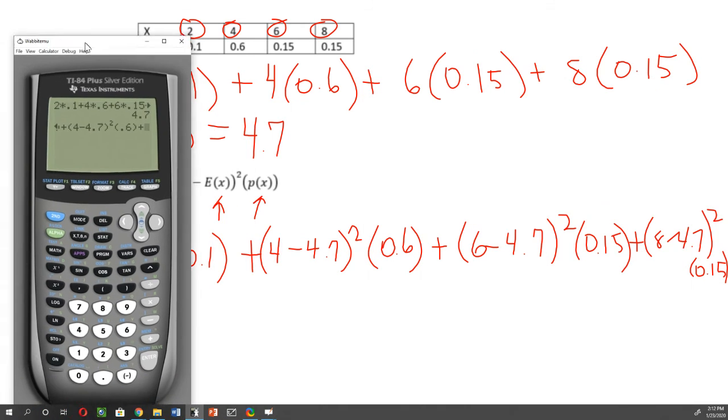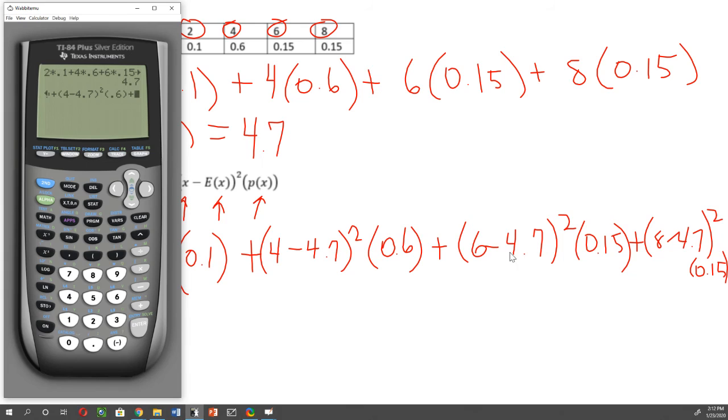Let's move this out the way so we can see the other side now. I'm going to do 6, after I open parentheses, 6 minus 4.7. Square that times the probability, plus the last one, 8 minus 4.7 squared times the probability, 0.15.